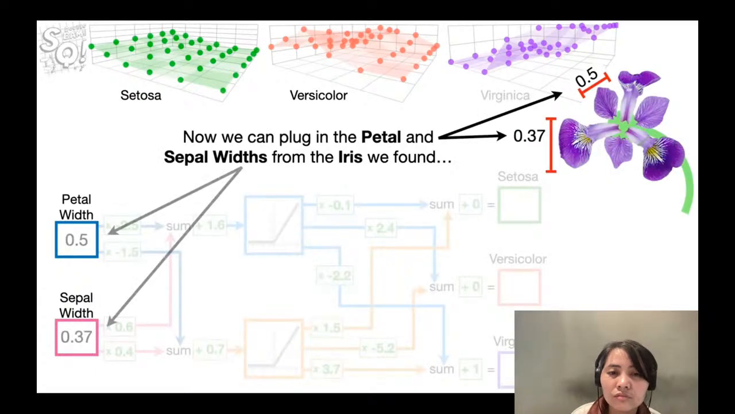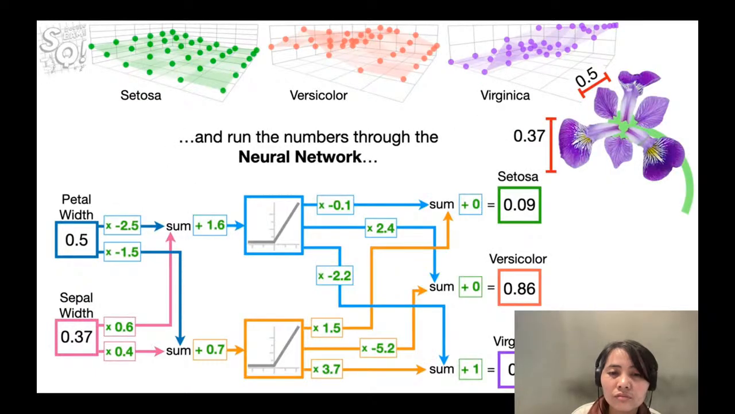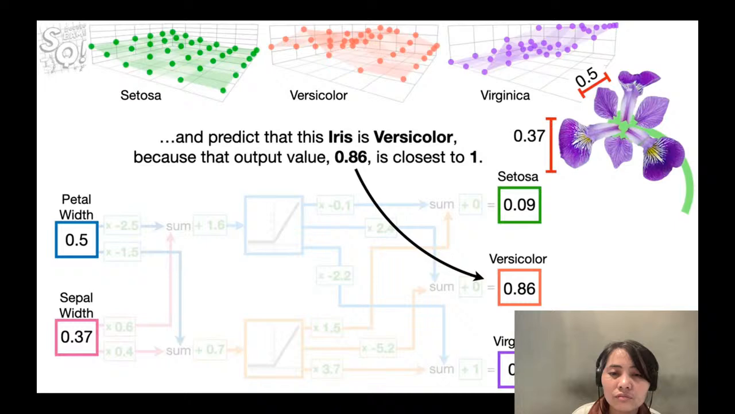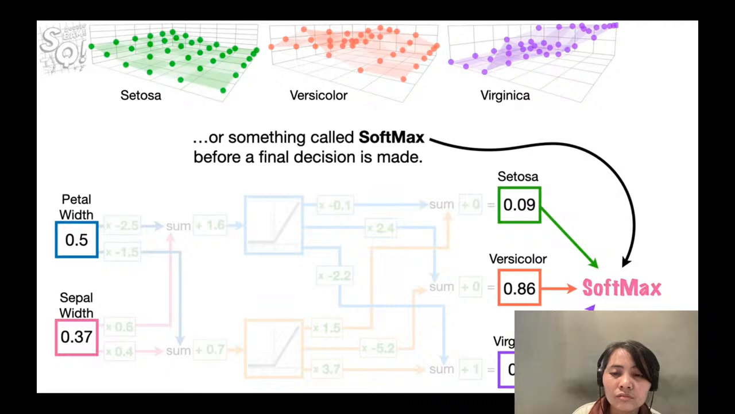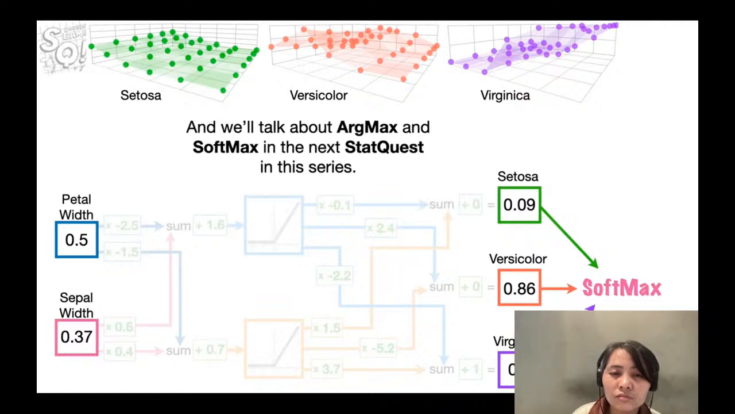Now we can plug in the petal and sepal widths from the iris we found, and run the numbers through the neural network, and predict that this iris is versicolor because that output value is the highest. Note, the output values are sent to either something called argmax or something called softmax before a final decision is made. And we'll talk about argmax and softmax in the next StatQuest.